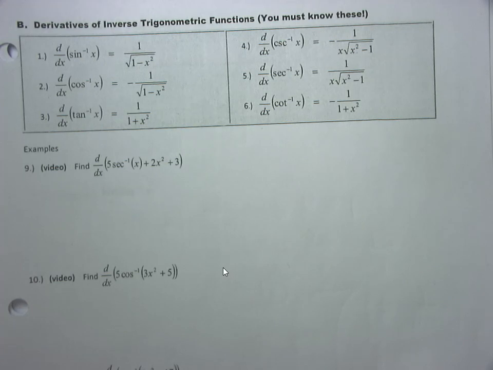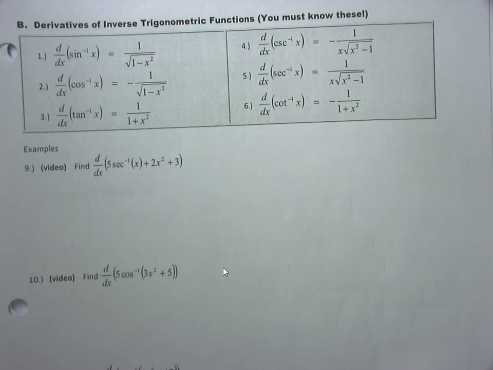Let's go through the pattern back in regular trig. What's the derivative of sine of x? Cosine of x. What's the derivative of cosine of x? Negative sine of x. What's the derivative of tangent of x? Oh, that's sad. I could hear crickets in here. Come on. What's the derivative of tangent of x? It's things we have memorized. Secant squared of x. What's the derivative of cotangent of x? Negative cosecant squared of x.